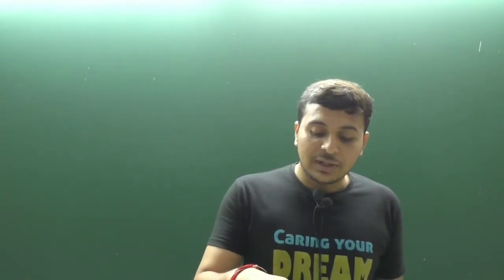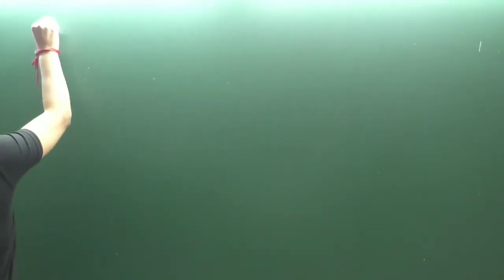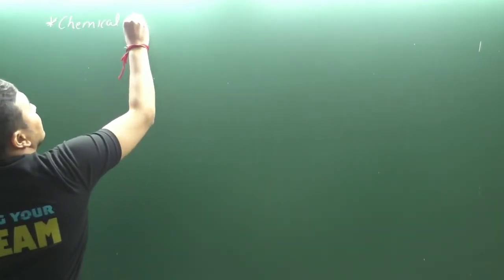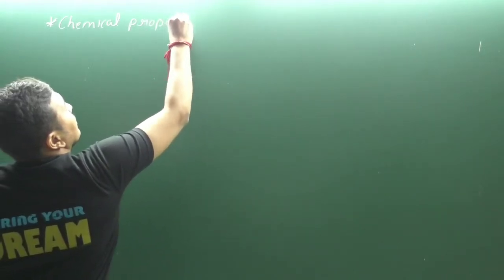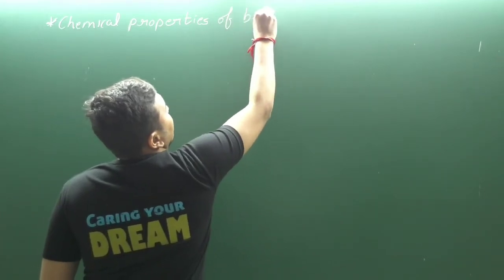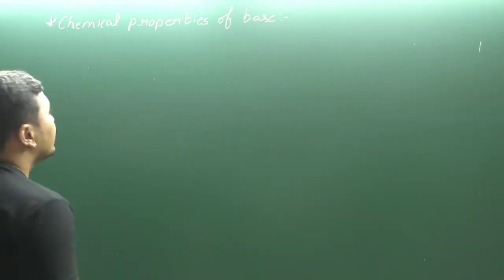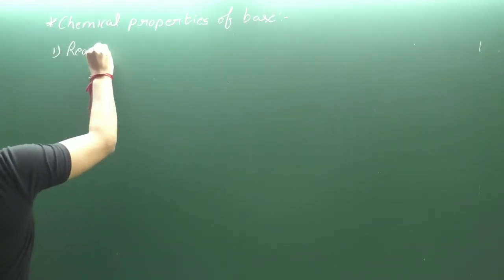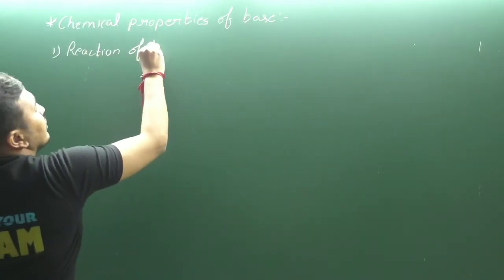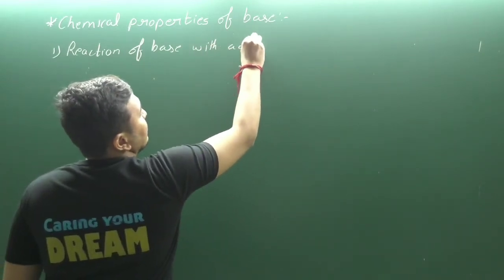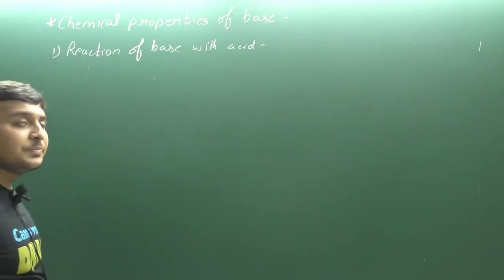So, in today's lecture we are going to learn about chemical properties of base. So, note down the topic, that is chemical properties of base. Now, the first chemical property of base, that is reaction of base with acid. Reaction of base with acid.